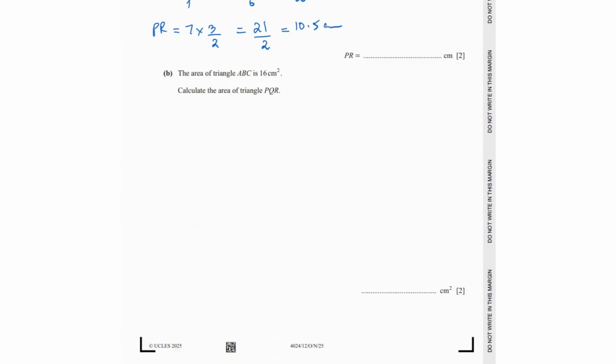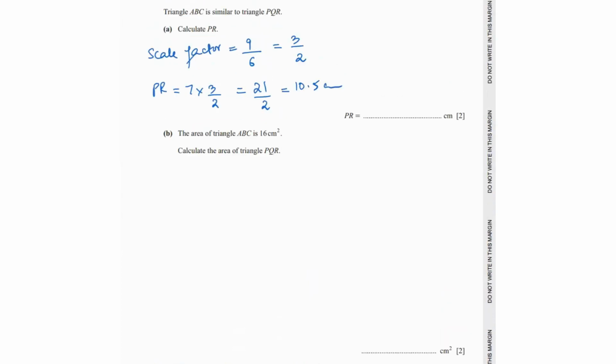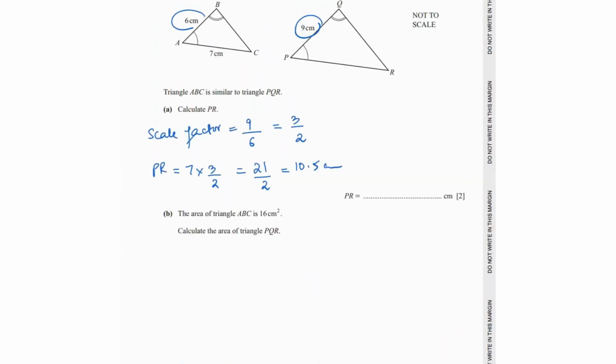So talking about the area and similar shapes, what we do is we square the scale factor and put it equal to the ratio of the area. So we said that PQ divided by AB being squared would equal the area of shape PQR divided by the area of shape ABC. So scale factor is 3 over 2, and area of PQR is what we're trying to find. Area of ABC is 16.